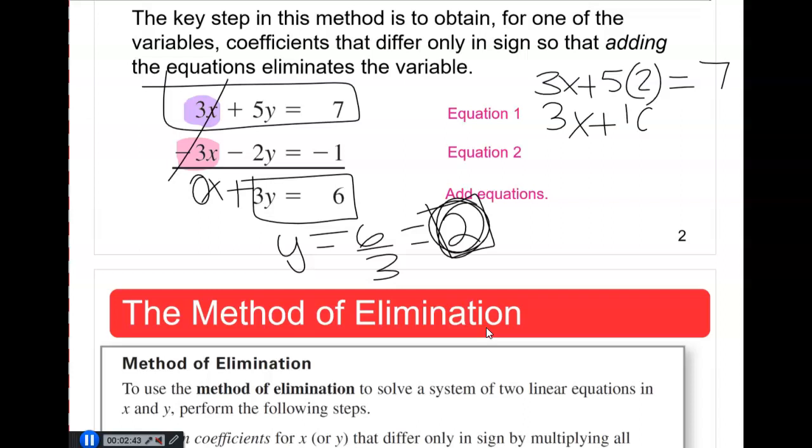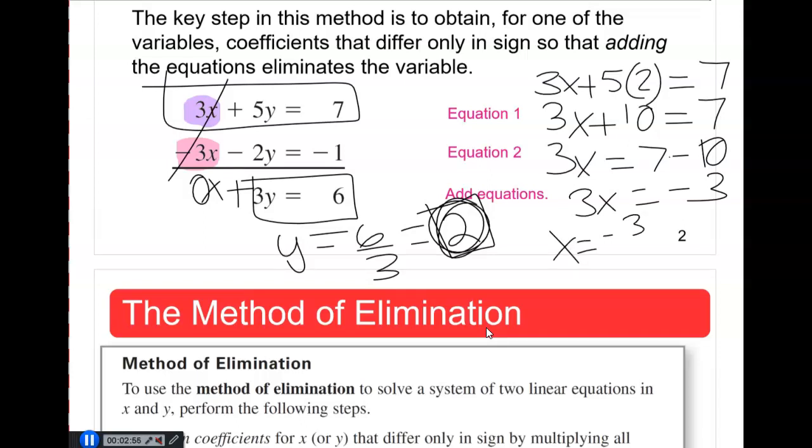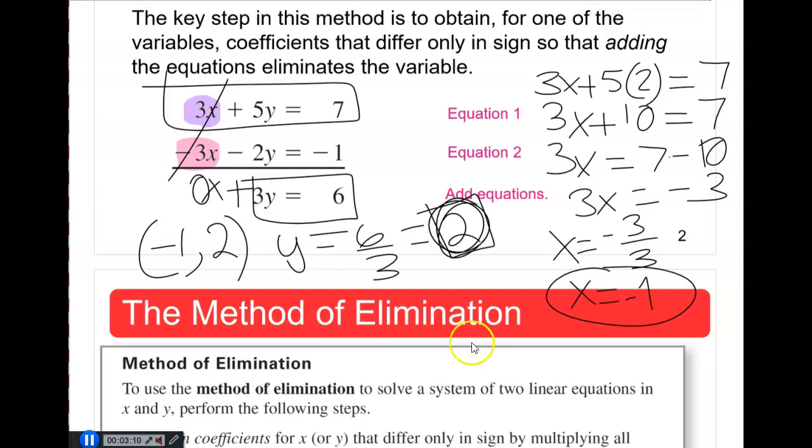Let me just finish solving this one, and we will have 7 minus 10, so that will give me negative 3. Then finally we divide negative 3 by 3, so we get x is equal to negative 1. And so here we have the solution of the system, which is the ordered pair negative 1 comma 2. So that is the elimination method.